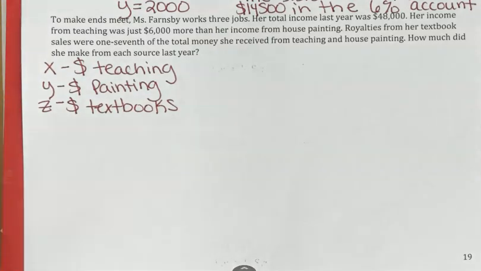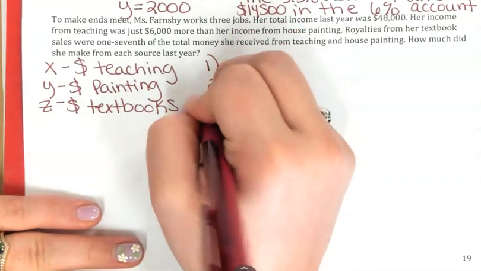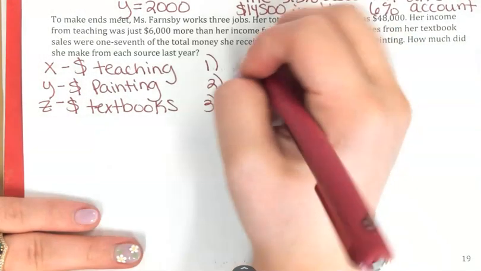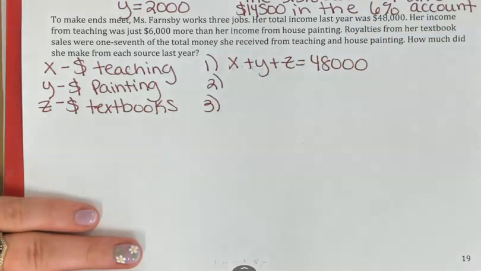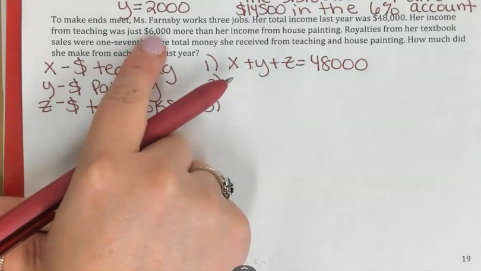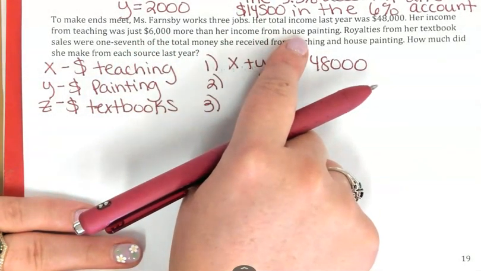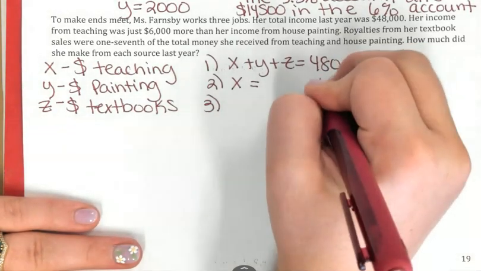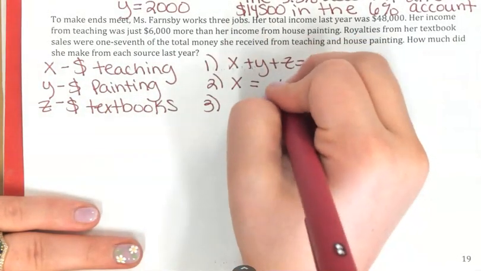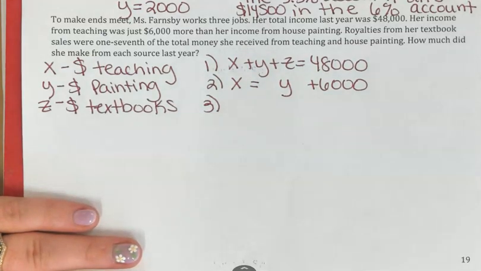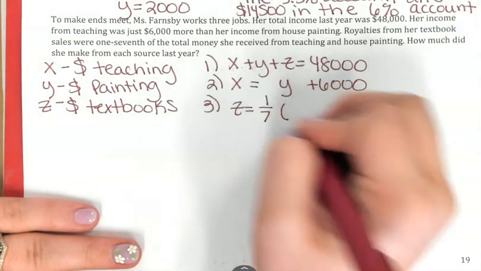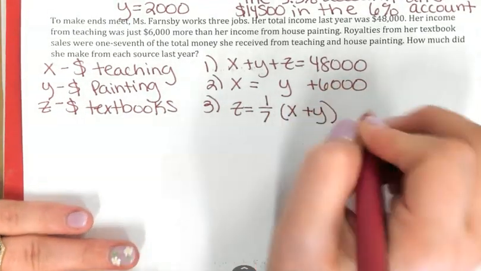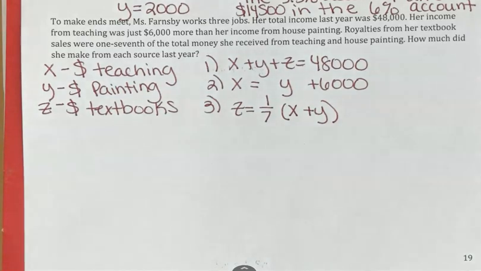Again, I've got 3 variables. I need to write 3 equations. So her total income was $48,000. That means that x plus y plus z is going to be $48,000. Her income from teaching was $6,000 more than her income from house painting. So teaching equals $6,000 more than house painting, which we called y. And then her money from textbooks was 1/7 of the money she received from teaching and house painting. So there are my 3 equations.